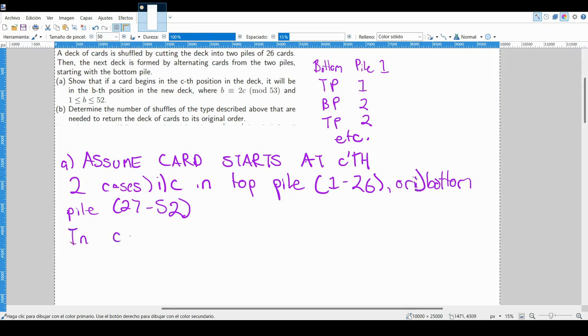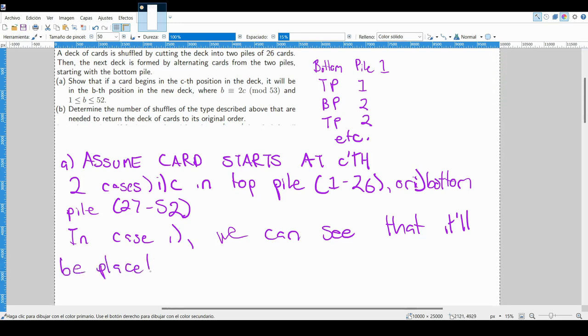And then we'll start off with case 1. We can note, given how we've established a pattern here, the index 1 of the top pile was placed after index 1 of the bottom pile. Same thing here. We can see that it will be placed in index 2C in the new pile.